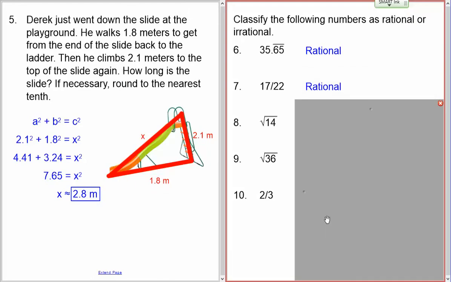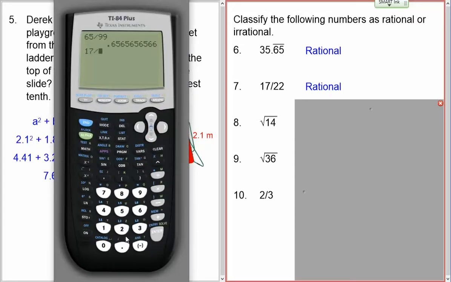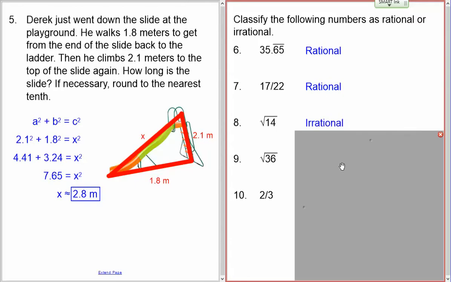All right, 17 over 22, that's rational. It's written as a fraction. The very definition of rational numbers is any number that can be written as a fraction. Okay, it's rational. Even if you took the time to enter it in, which is silly because it's already a fraction, you'll see that it is a repeating decimal. So all repeating decimals are rational.